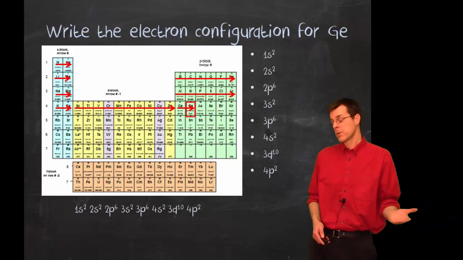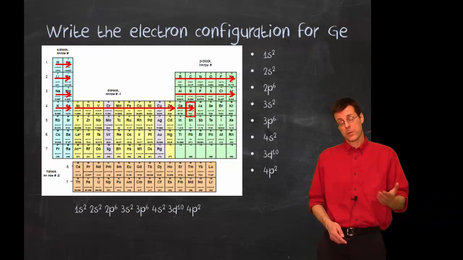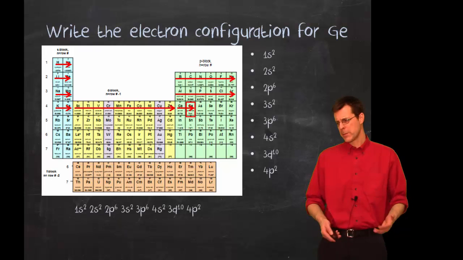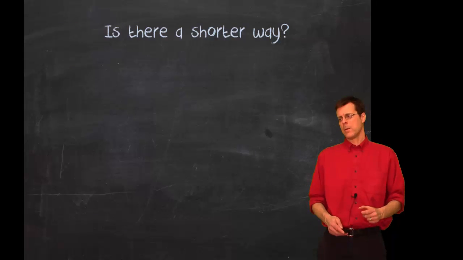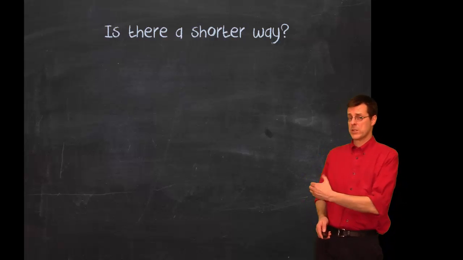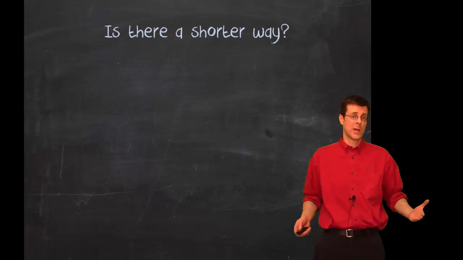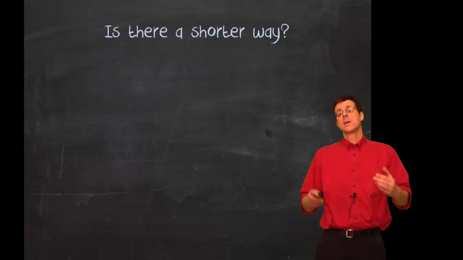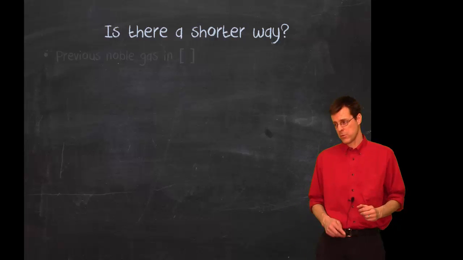I would write the electron configuration as you see on the bottom: 1s2, 2s2, 2p6, and so on, all the way up to 4p2. Now, you might be thinking there's got to be a shorter way, because we only did 32 electrons there, and the periodic table has a lot more than that. Good news, there is a shorter way.